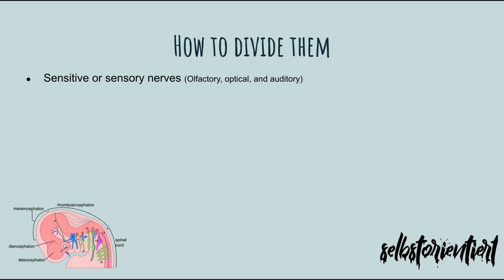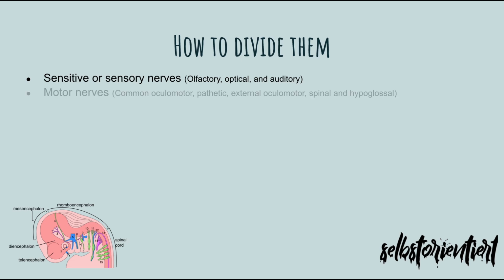Therefore, you first have to divide them in three main categories. You have the sensitive or the sensory nerves, which are the olfactory, the optical, and the auditory nerves. The olfactory, optical, and auditory nerves are all with their real origin in the organs or parts of the body from which they receive their sensitivity. For example, the nose, the mouth, and so on. They relay in the ganglion and enter the brain mass.